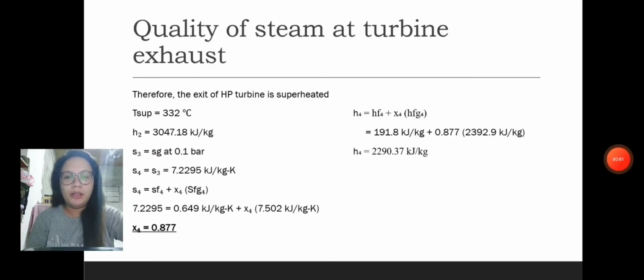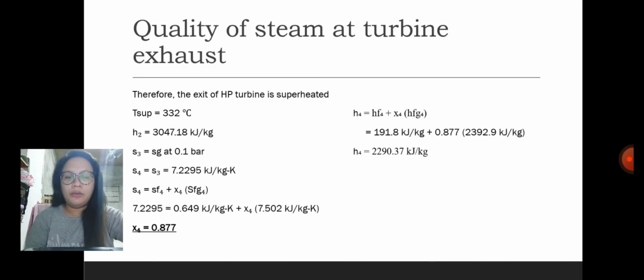We will now find the missing value of X4, which is the quality of steam at turbine exhaust. We now substitute the values of S4, SF4, and SFG4 that are already given. Therefore, it becomes 7.2295 equals 0.649 kilojoule per kilogram Kelvin plus X4 multiplied by 7.502 kilojoule per kilogram Kelvin. The result is X4 is equal to 0.877.